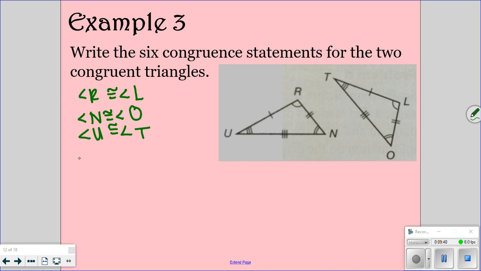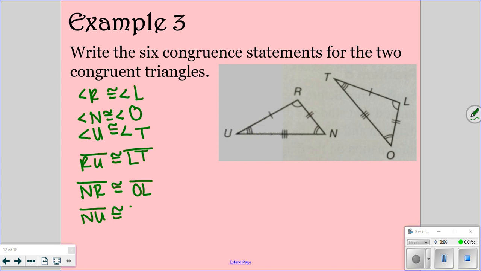Now go into the sides. If I start with side RU, it is congruent to LT. If I do NR, it is congruent to side OL. And then if I do side NU, it is congruent to side OT. So that's your 6 congruent statements.